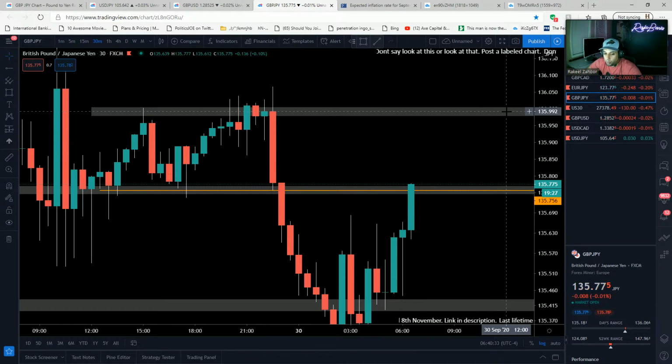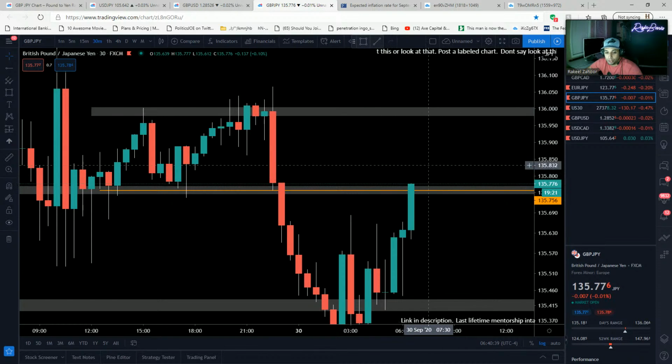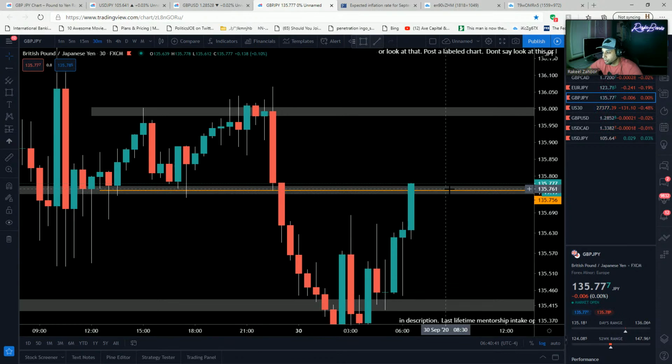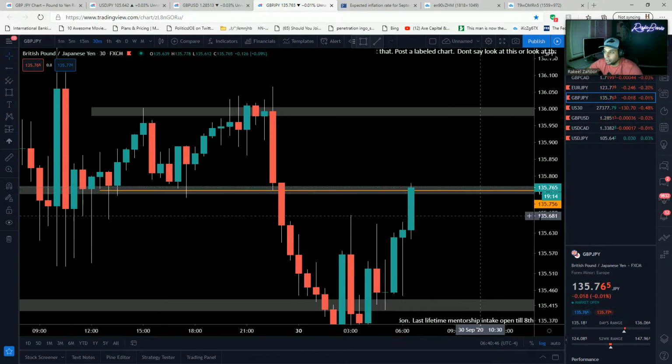Now, when I wait for that idea to materialize, I understand that price may continue on to 136 without giving me a retest or a support. So it's very important for me to wait, since this is also the end of the month.